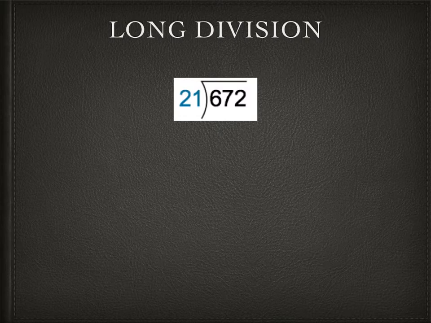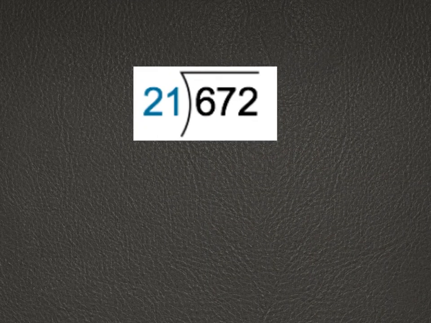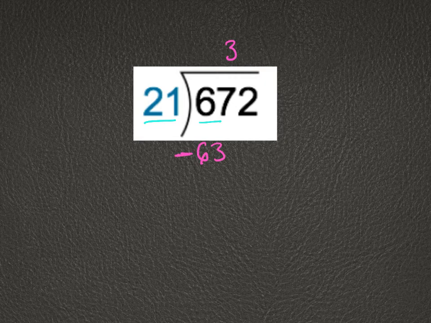How would we divide 21 into 672 without using a calculator? No calculator. So we ask ourselves, how many times does 21 go into 67? 3. So we would put the 3 up top and then multiply 3 times 21, which would give us 63. And then we subtract. So what is 67 minus 63? 4. Then we bring down the 2.